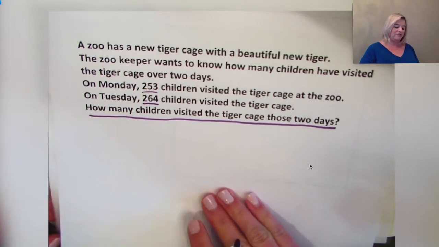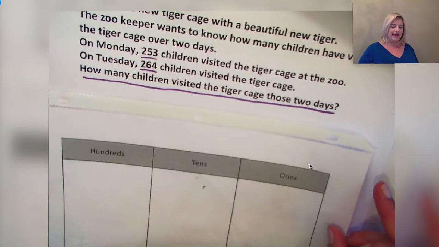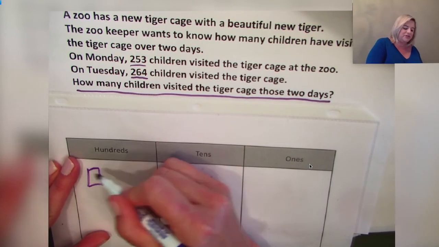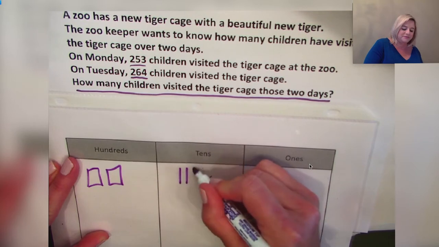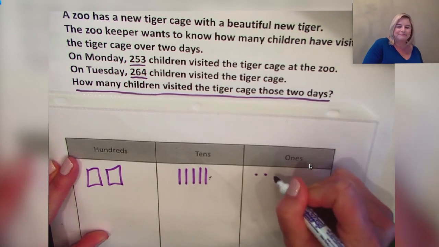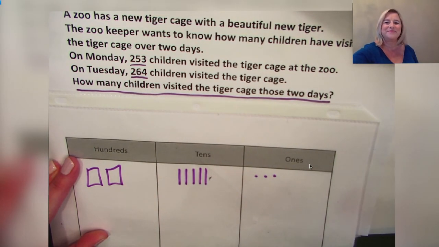Now, you have your place value mat, and I have mine. Let's look. We know 253 children visited the tiger cage at the zoo. So let's model that. I'm going to draw 2 100 flats, 5 10 rods, and 3 ones. Would you add that to your mat, please?